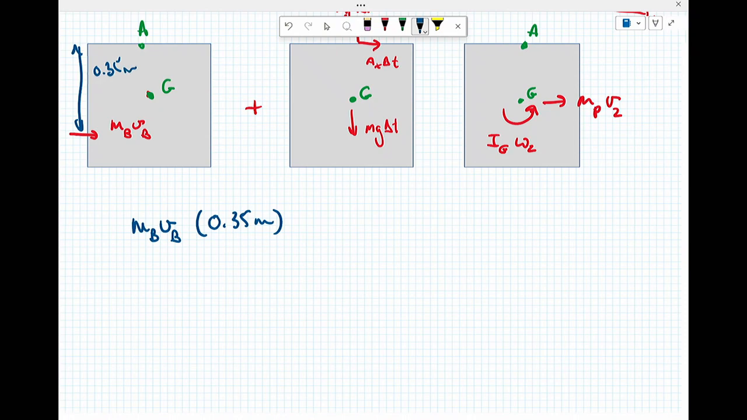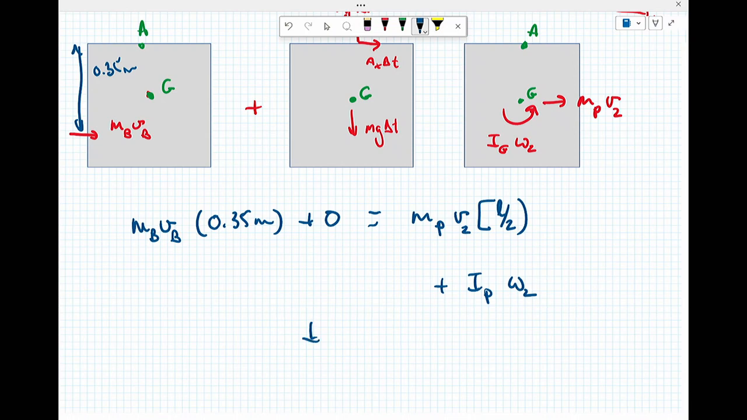So it's causing a moment. So I take the linear velocity, or linear momentum, multiplied by the moment arm of 0.35 meters, and I get that, plus zero. And that will equal mass of the plate, V2, L over 2, plus I of the plate, omega 2. All right, so that's all there.